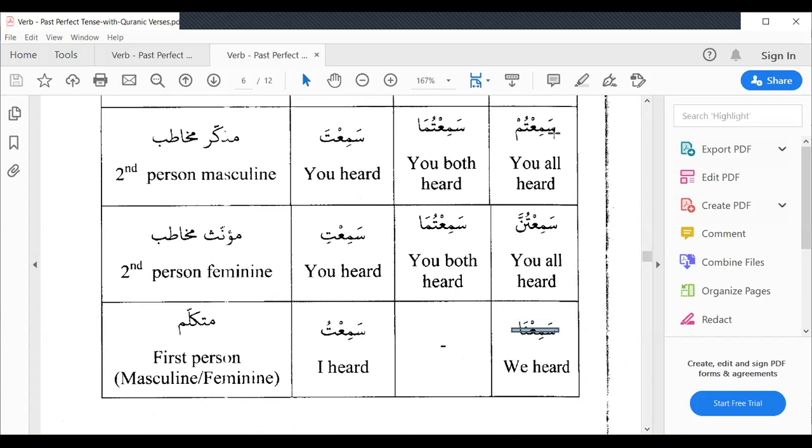Now, in the Quran, we say this to Allah subhanahu wa ta'ala. There was sami'na wa ata'na, that we heard and we obeyed you. You remember that verse? Yes.